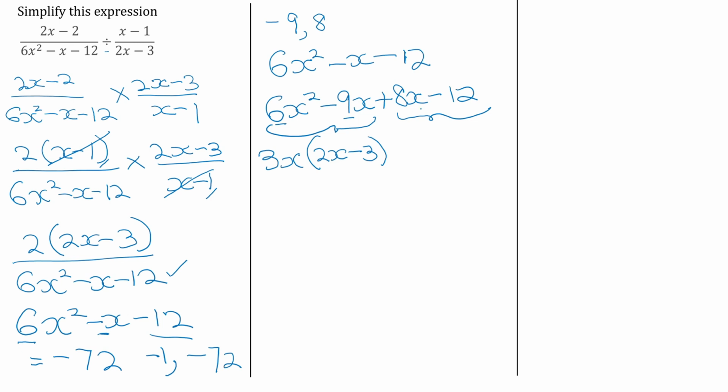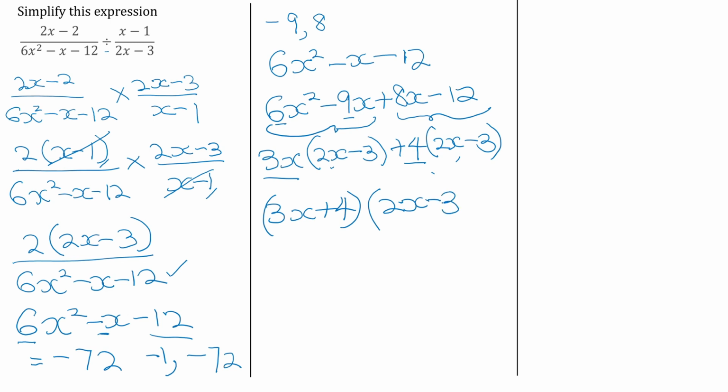On this side, you have 4 plus 4, into brackets, you have 2x minus 3. So you pick this one as one of the factors. You have 3x plus 4, close the bracket, and you pick one of these, which is 2x minus 3. So we have factorized the denominator.